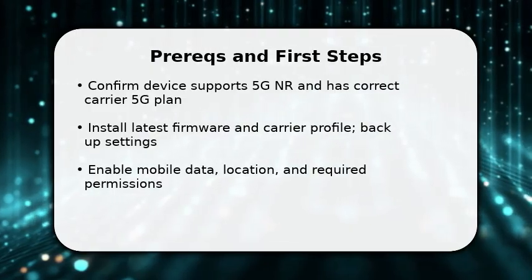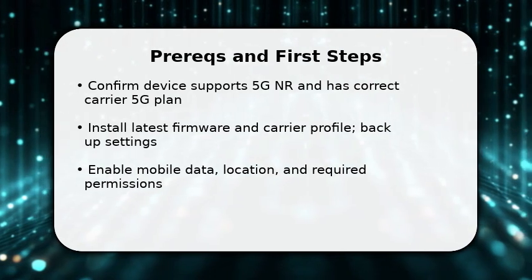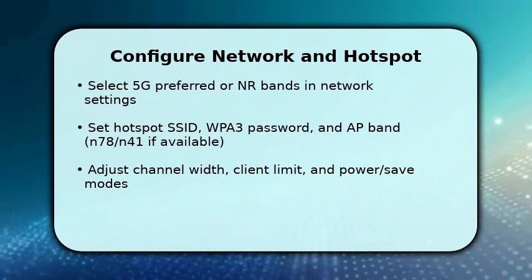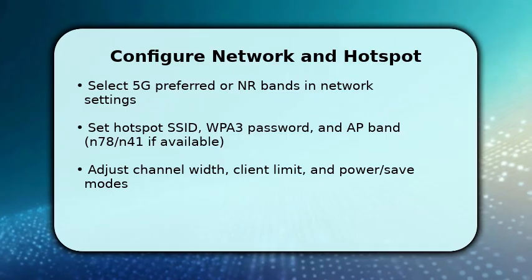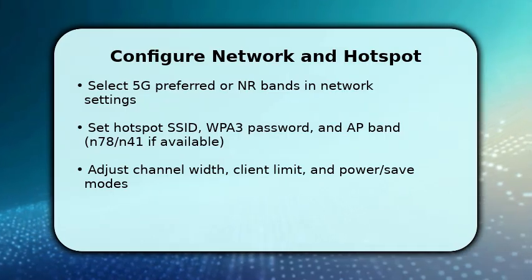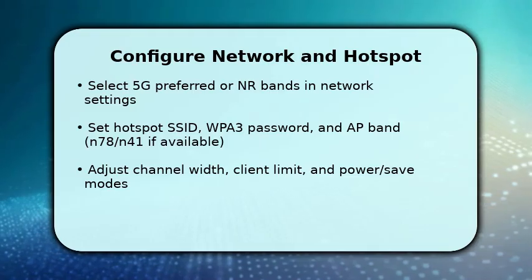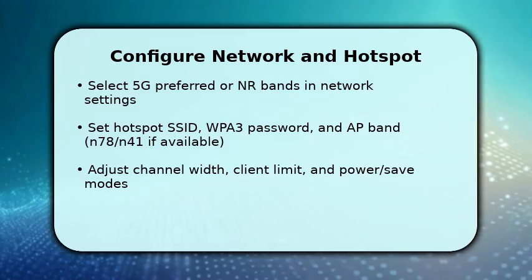Now insert the activated SIM, reboot the device, and proceed to the network selection step to force the device onto 5G bands. You now configure the network. Choose 5G preferred or manually select NR bands to prioritize 5G cells, because this ensures you latch onto higher throughput carriers. Then create a hotspot SSID and strong WPA3 password.